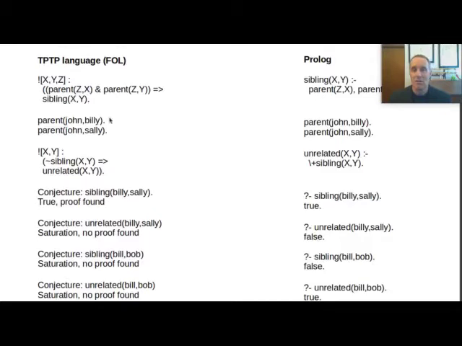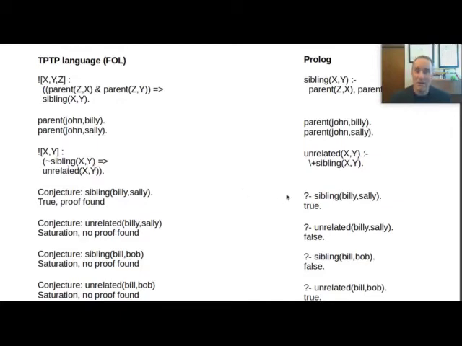So in this simple problem, we have only one rule, that individuals that share a parent are siblings. We have two facts about the parent of Billy and Sally being John. And then we also have the rule, just for this example, and of course it's not sufficient for real life, that if two people are not siblings, then they're unrelated. Because in this little example world, we only know about the sibling relationship.